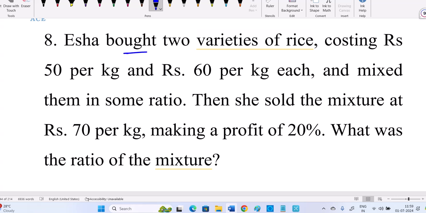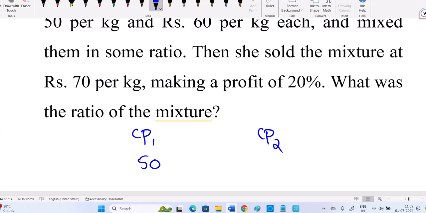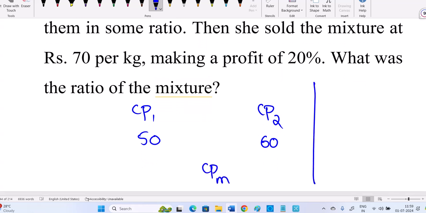Bought means this is regarding cost price, purchasing. First one cost price you know, second one cost price you know. You want the cost price of the mixture, not the selling price. They gave the selling price in the question. Your job is to bring the cost price. How, sir? You can use profit and loss knowledge. Selling price is nothing but 120% of the cost price. Why 120%?